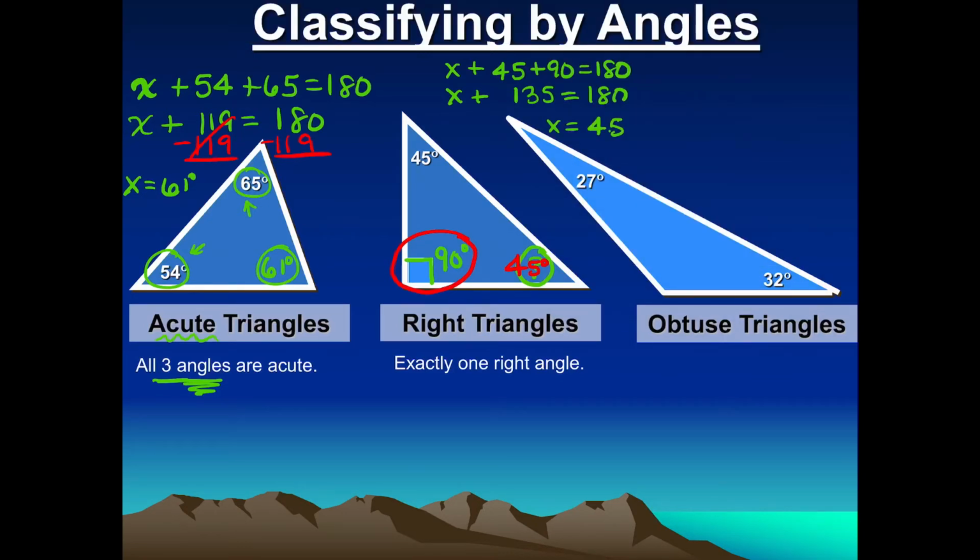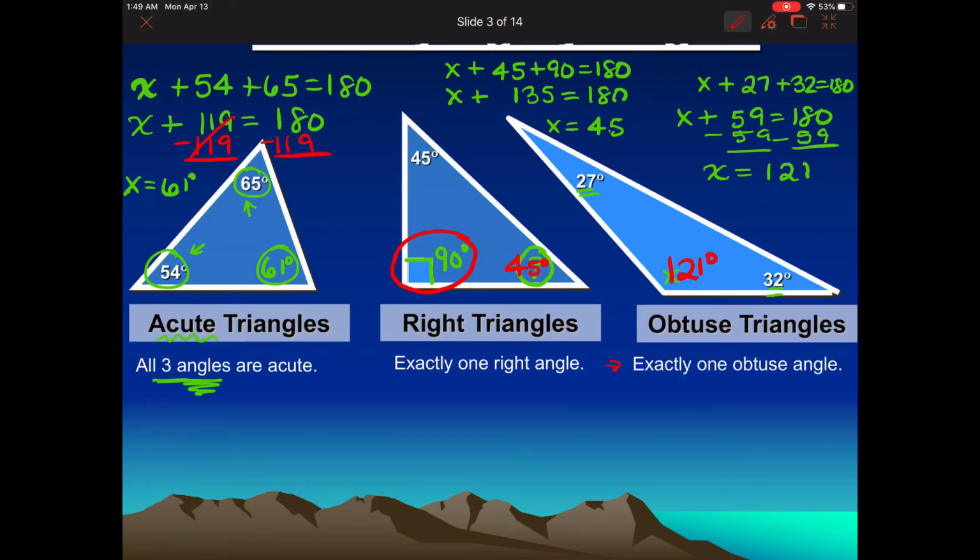Okay, and the third type of triangle, we've got an obtuse triangle. And you might be thinking, well, we only have acute angles given, and we have an angle here that's missing. So again, we just use a little bit of algebra, and we solve this. x plus 27 plus 32, and then make that equal to 180. So you get x plus, well, 27 plus 32 is 59, equal to 180, and then I'm going to take away 59 from both sides. And then you get x equals 121. The description of an obtuse triangle is that it has exactly one obtuse angle. It's impossible to have two obtuse angles.